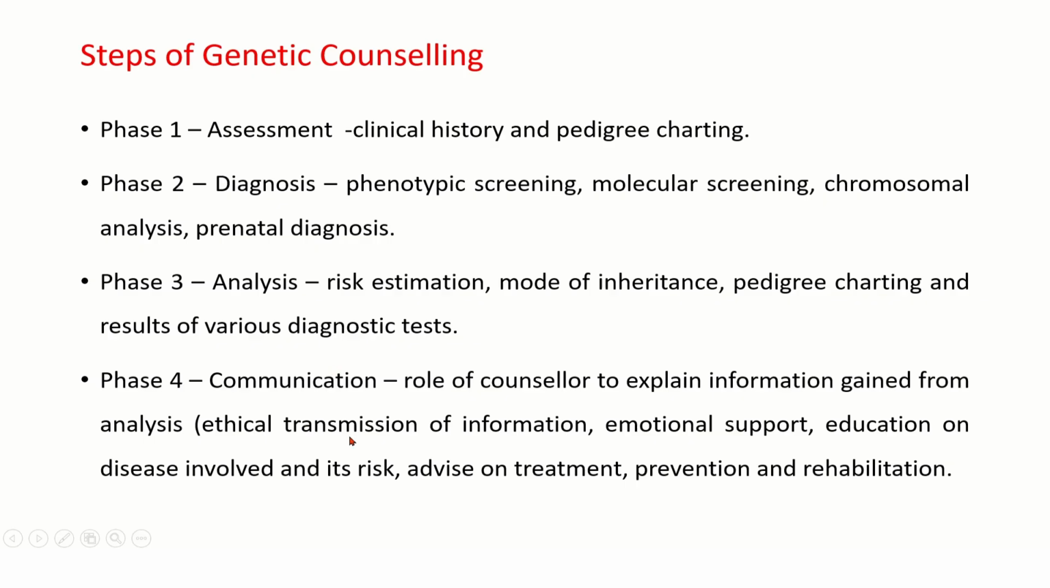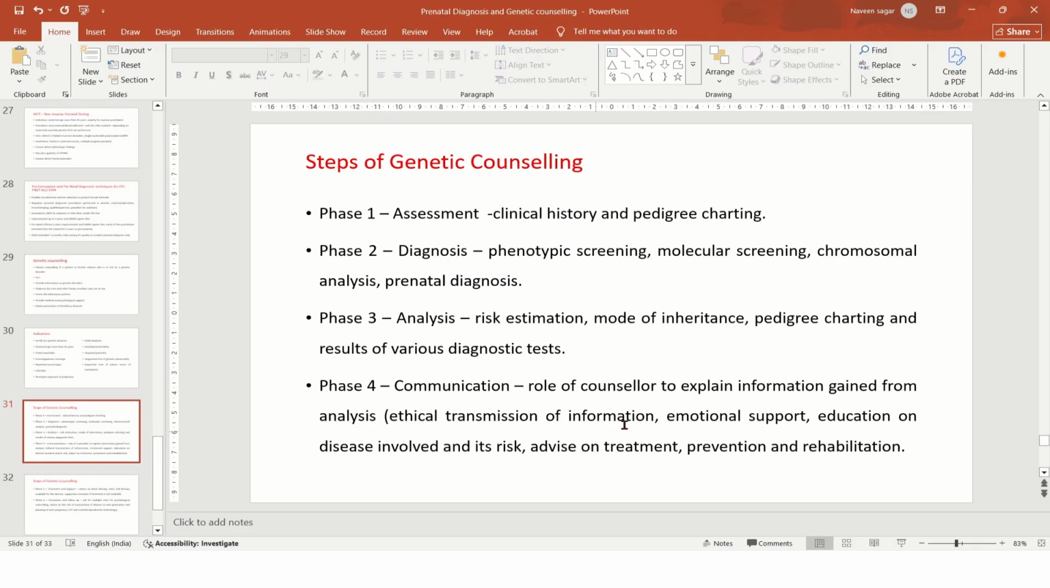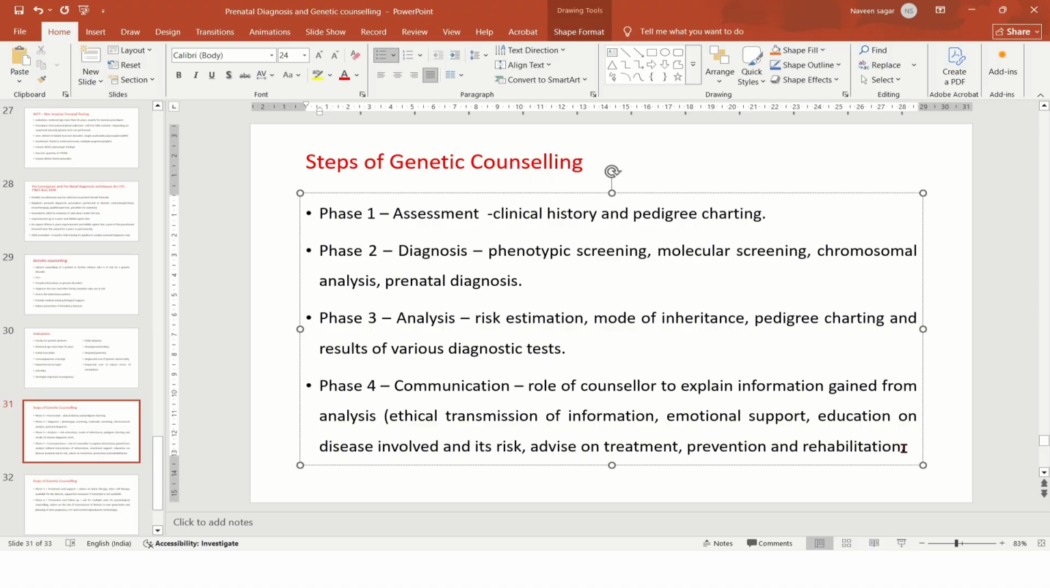Then phase 4, the most important phase, is communication. Here comes the role of the genetic counselor, to explain the information gained from the analysis. The information should be ethically conveyed regarding the disease, with emotional support, education on the disease and its risk, and advice on treatment, prevention and rehabilitation. All options should be properly communicated.